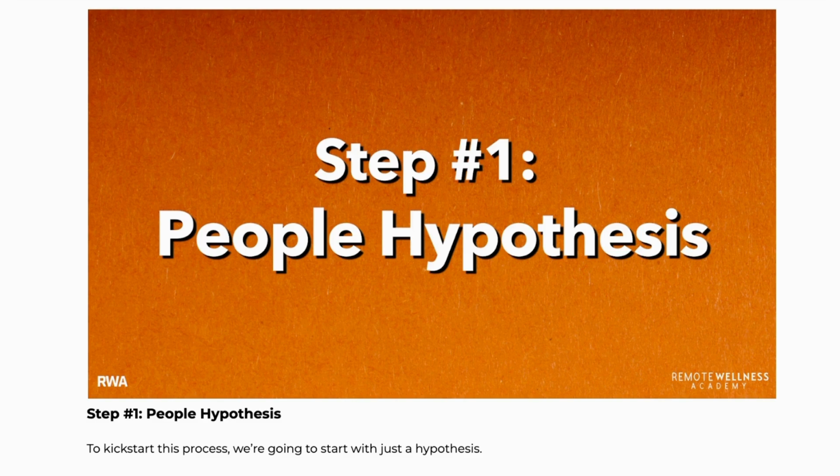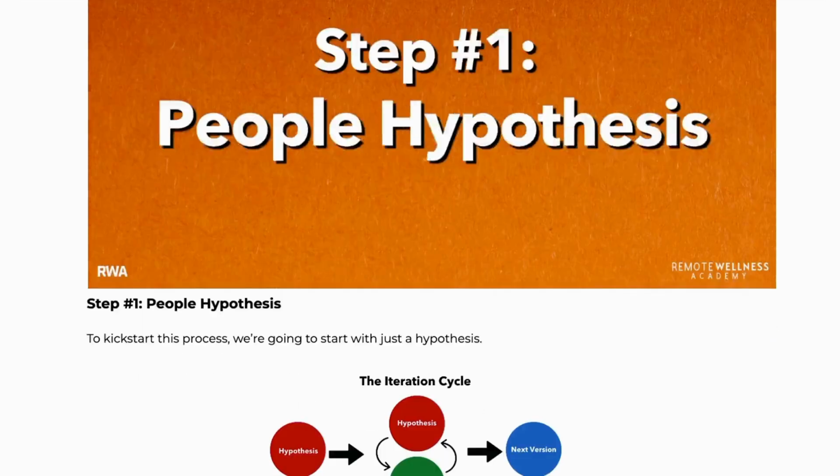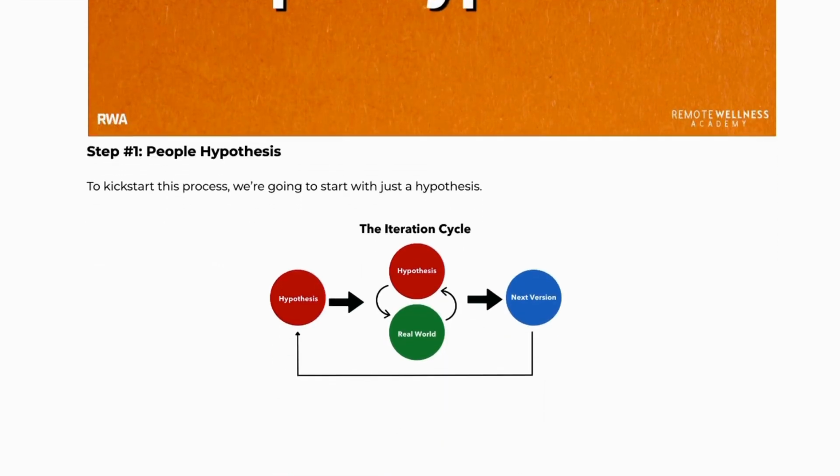All right, let's keep this party and momentum going. Step number 1, which is your people hypothesis. To kickstart this process, we're going to start off with a hypothesis of the people that you want to be able to help. Now, remember, we don't want to shortcut this process, okay?